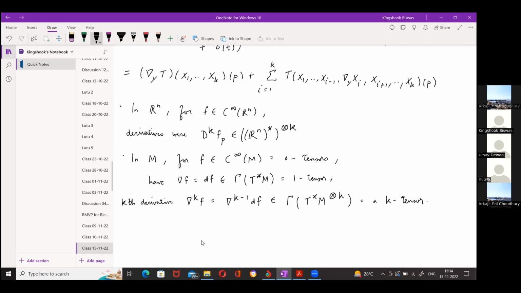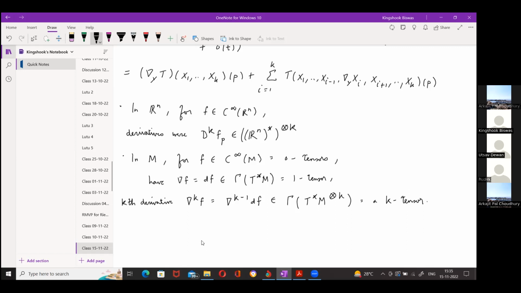Okay, so this generalizes what we did for higher derivatives in Rn. This generalizes higher derivatives to a Riemannian manifold. Where you take these higher order covariant derivatives, these become k tensors. Just like in Rn, the higher derivatives were k tensors on Rn. Similarly, on the manifold, the higher derivatives of a function are k tensors on the manifold. Is this clear?